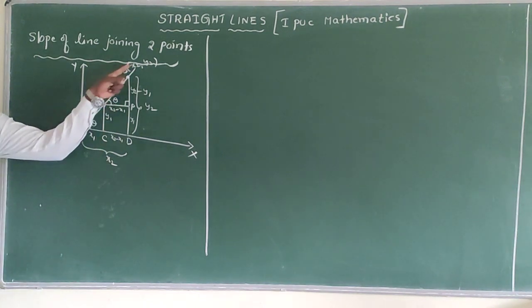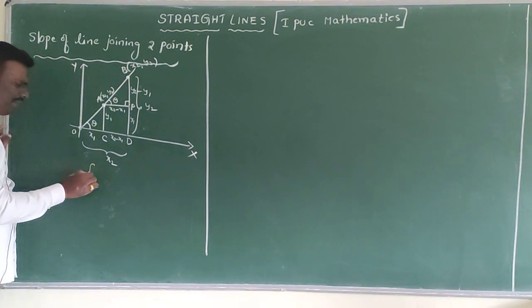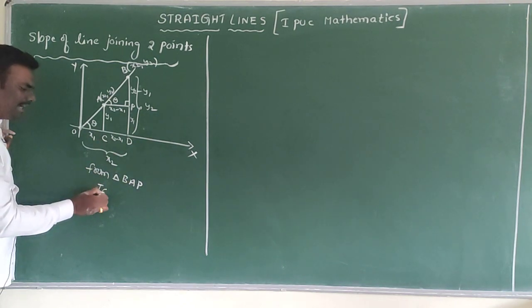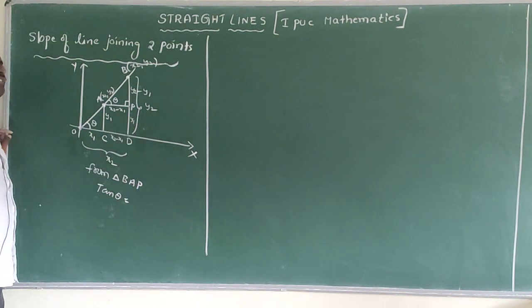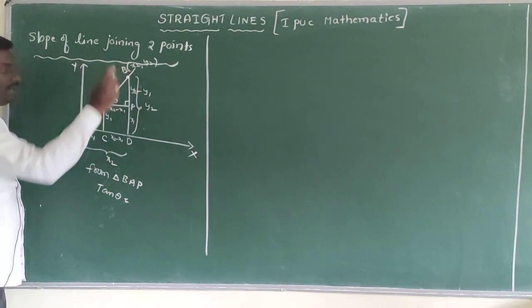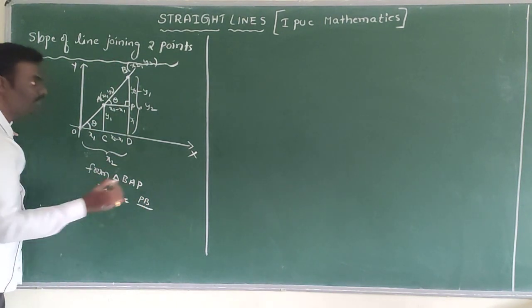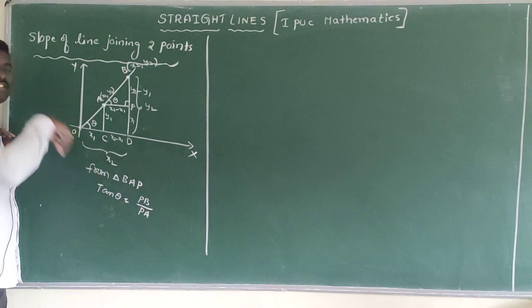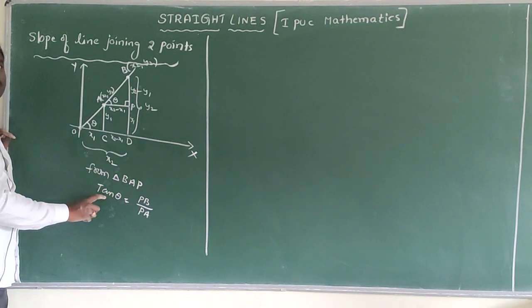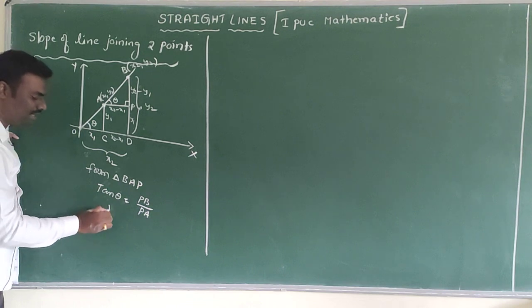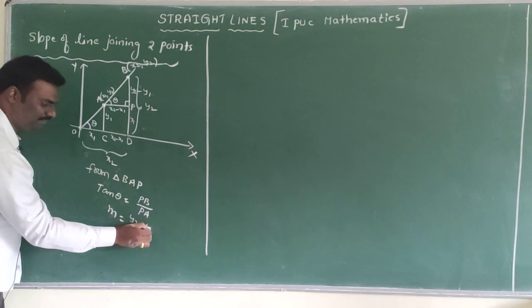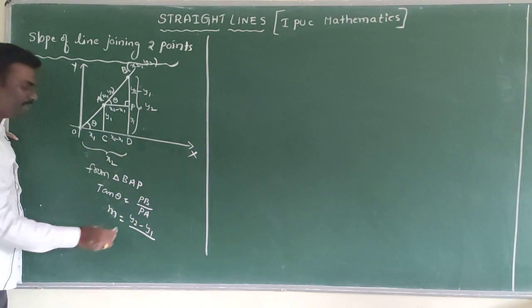Now you observe, it is a right angle triangle. From triangle BAP, I am applying tan theta. Tan theta formula you already know in trigonometry, that is opposite side by adjacent side. Opposite side is nothing but PB and adjacent side is nothing but PA. But already in the previous definition we discussed tan theta is called slope. Slope is denoted by small m and PB is how much? y2 minus y1. And PA is how much?